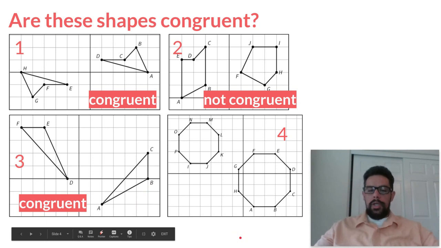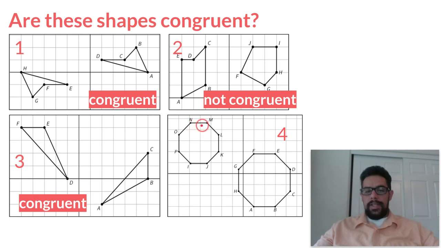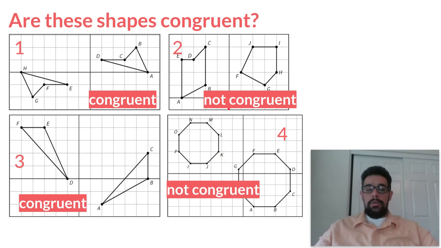And then the fourth one, this is the one that a lot of students were a little bit hung up on or made an error. If you look at these two figures, they are the same shape, but you notice that they are different sizes. Right here, NM, the side that corresponds, FE, is smaller. So when you do the transformation, it is a little bit bigger. So it is not congruent. Remember, they need to be the same size for them to be congruent.